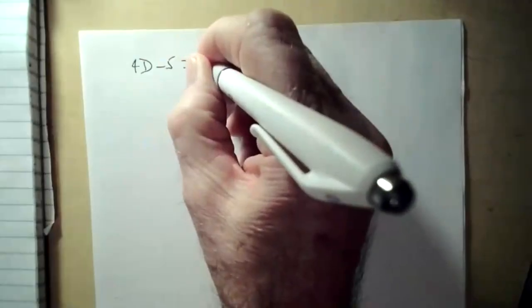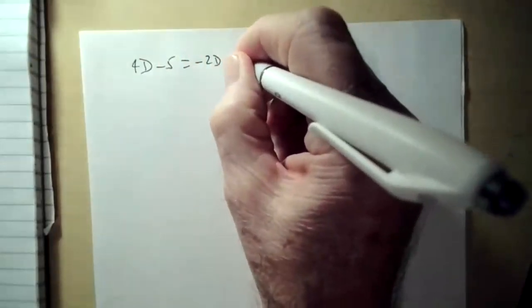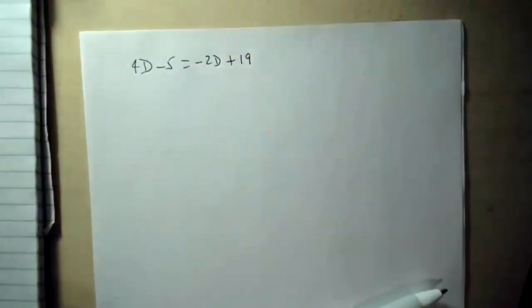Okay. 4D minus 5 equals negative 2D plus 19.